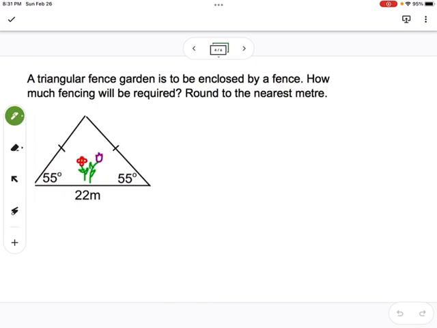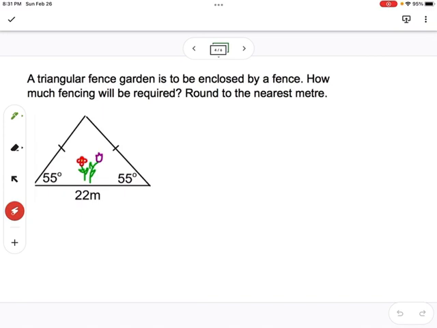Okay. Next question here. A triangular fence garden is to be enclosed by a fence. How much fencing will be required, round to the nearest meter? So if we want to know how much fencing, that means we want to find the perimeter of the triangle, and that means we need to know the length of all the sides.